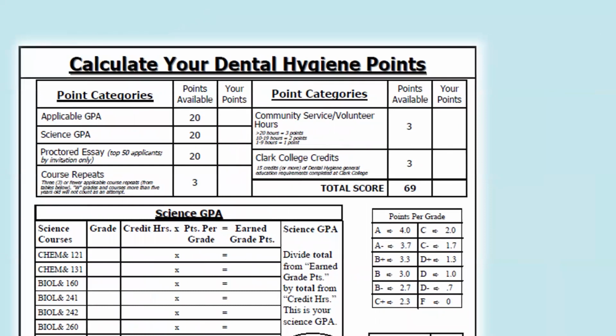Over here, we also have community service and volunteer hours. An applicant can receive 1 to 3 points depending on how many community service volunteer hours they have committed to. 20 hours to result in 3 points is well worth the time. Clark College credits: any applicant who has completed 15 credits or more of required dental hygiene prerequisites will be awarded 3 points.